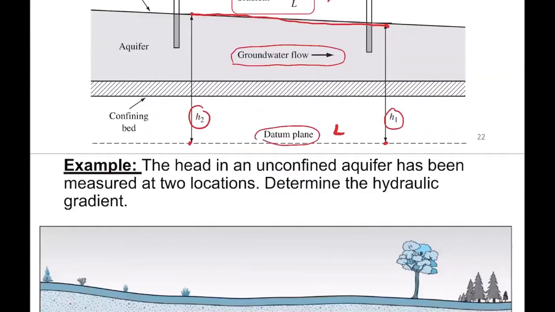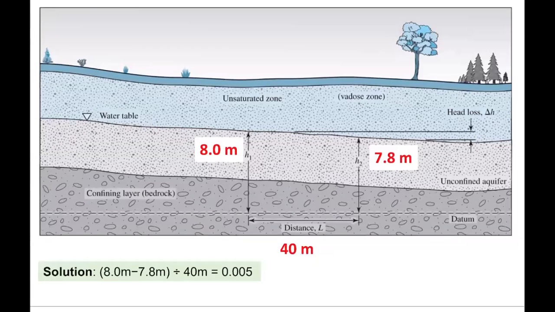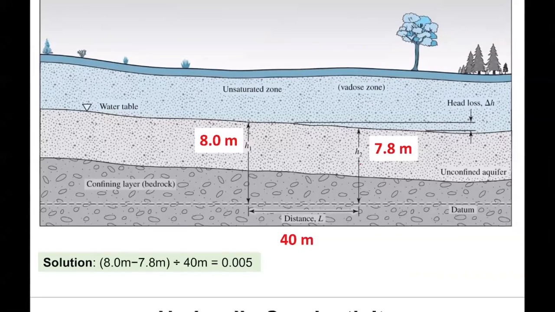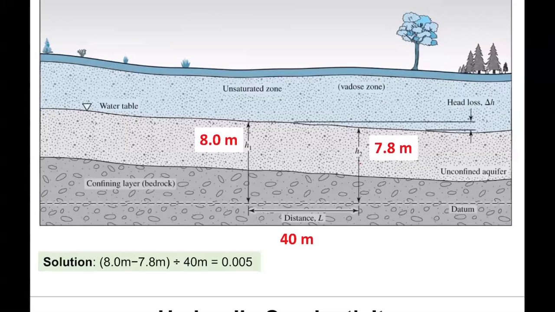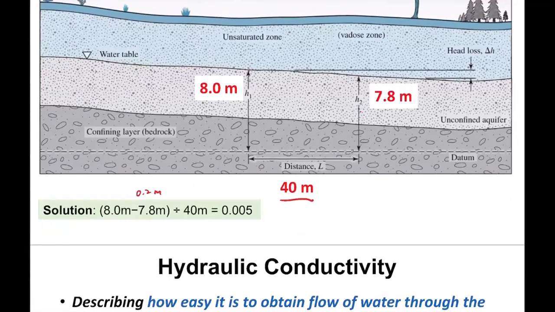So how do we calculate the flow of the groundwater? Here is an example of how to calculate this hydrologic gradient, right? If we have H2 and H1, one is 8 meters, one is 7.8. We know that the difference of the height is basically 0.2 meters, right? Further, we divide that by the distance, 40 meters. You can see that the hydrologic gradient is 0.005.